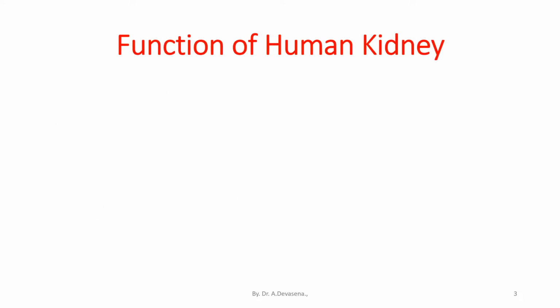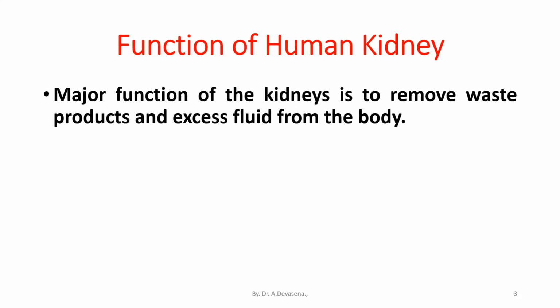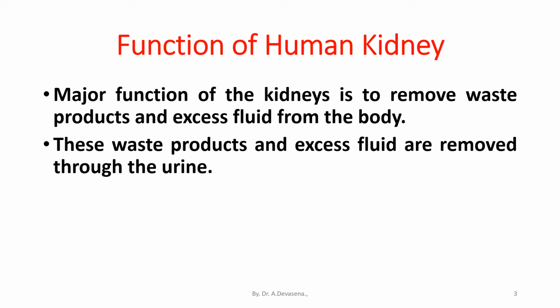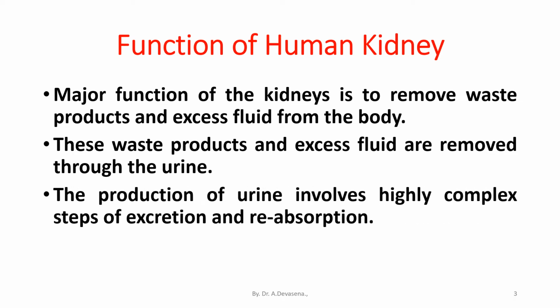Function of a human kidney. Major function of the kidneys is to remove waste products and excess fluid from the body. These waste products and excess fluid are removed through the urine. The production of urine involves highly complex steps of excretion and reabsorption.